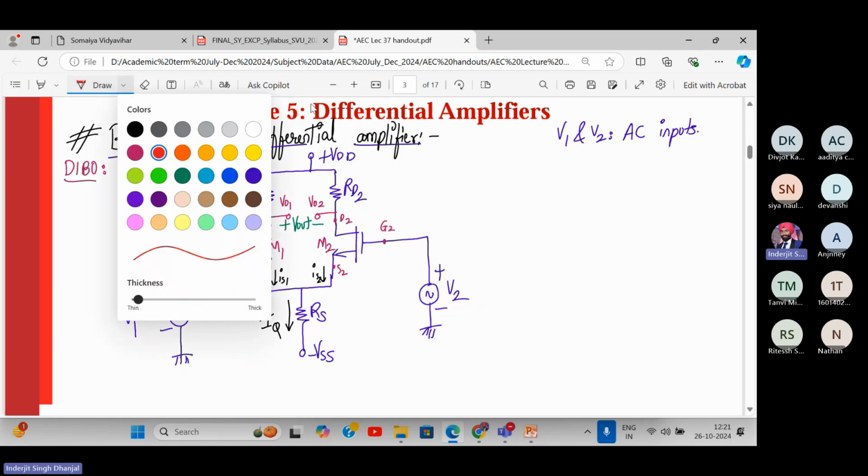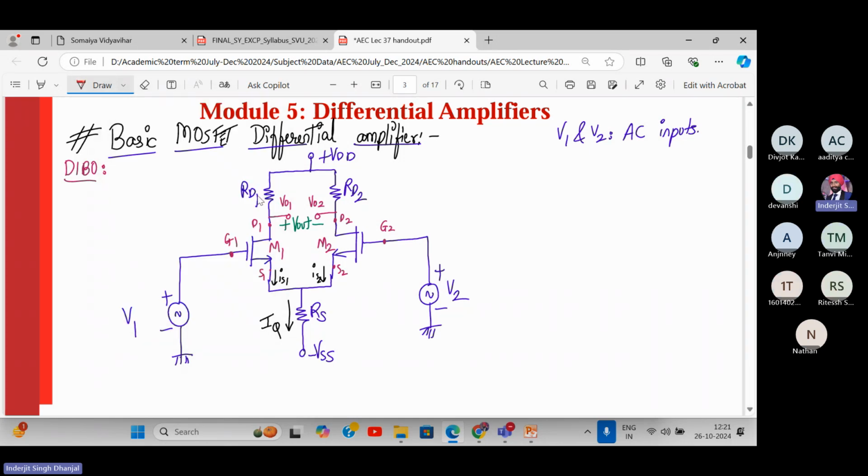Current flowing through resistor RD1 will be ID1. Current flowing through RD2 will be ID2. And you remember in a MOSFET, no gate current flows. So ID1 is actually the same as IS1 and ID2 is the same as IS2. All right. Are you following? Yes or no? You have written these things?